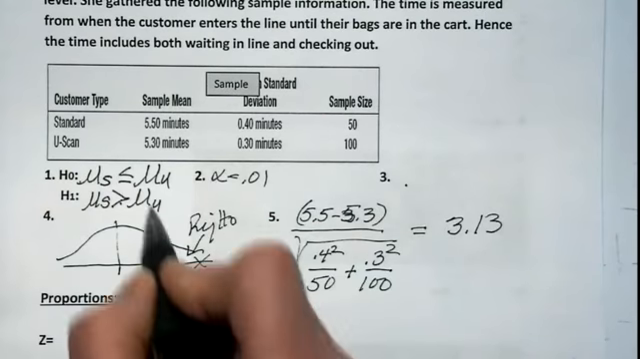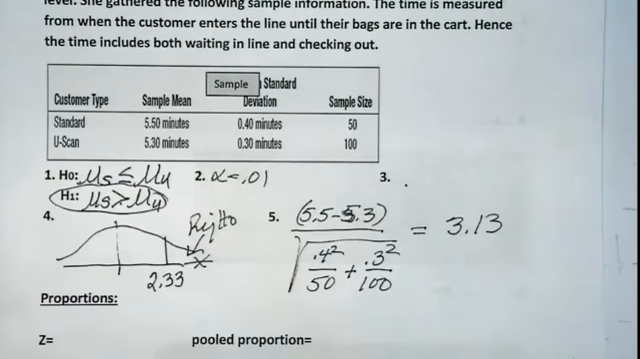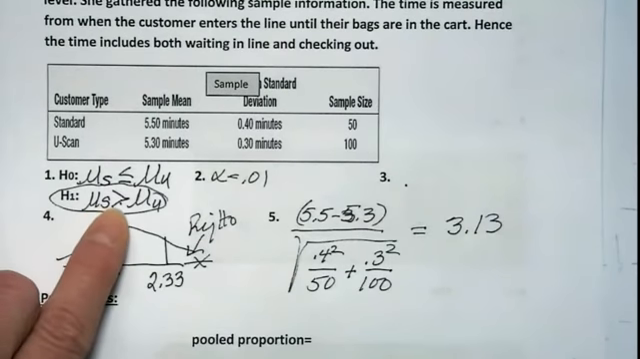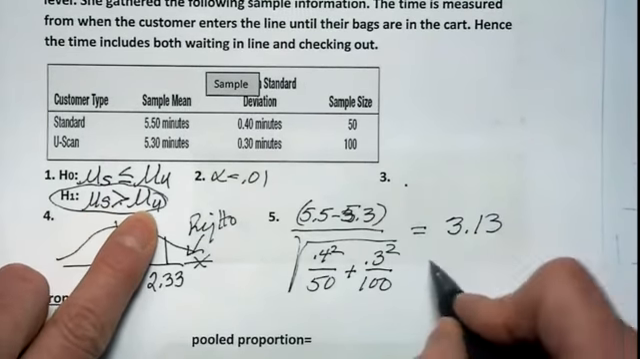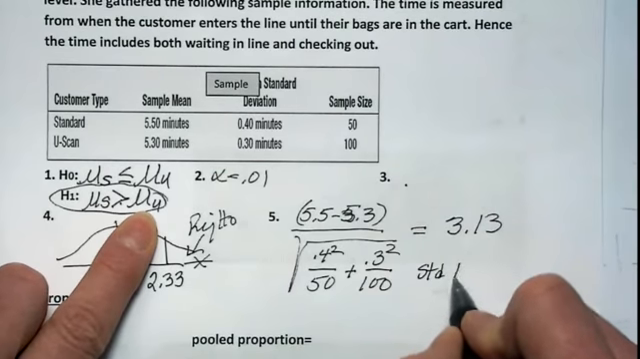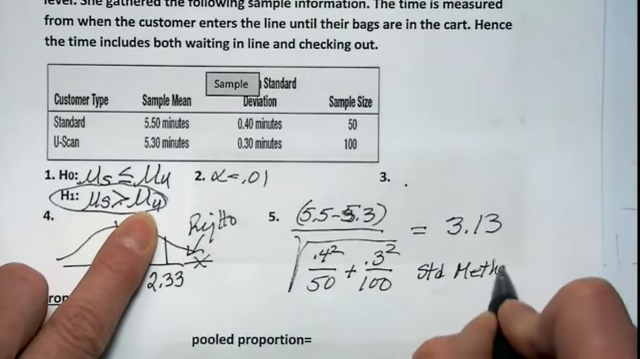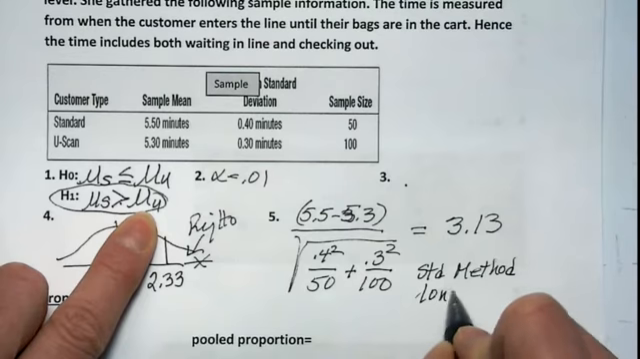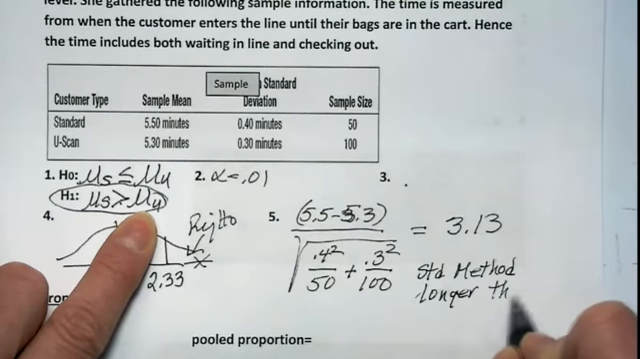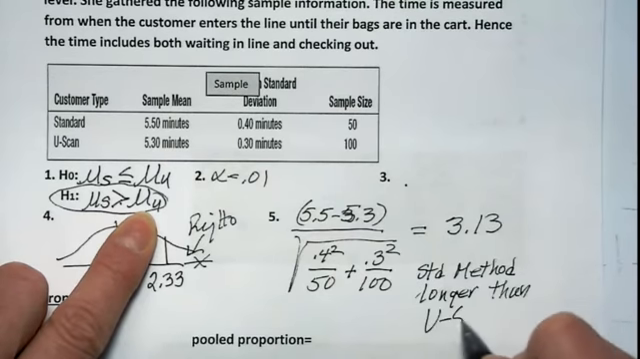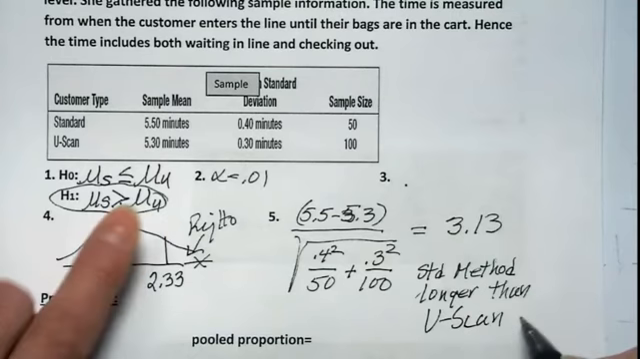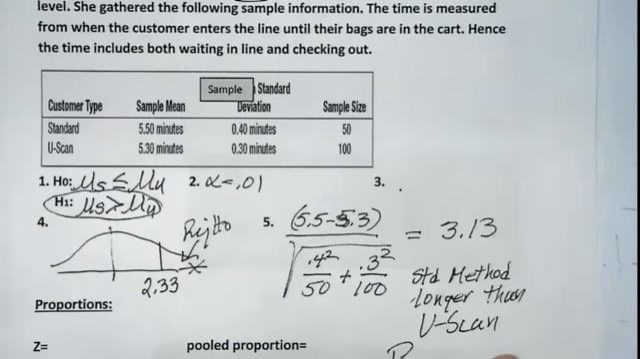hypothesis area. We're going to reject it, so we're going to rewrite that one. The standard method is longer than U-scan. By the way, you will have to put on your test, reject null hypothesis. That's important. You will get points off. Okay?